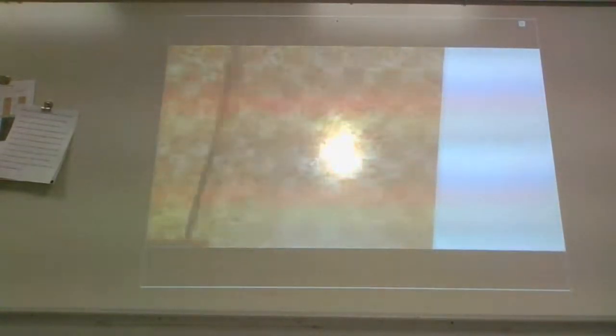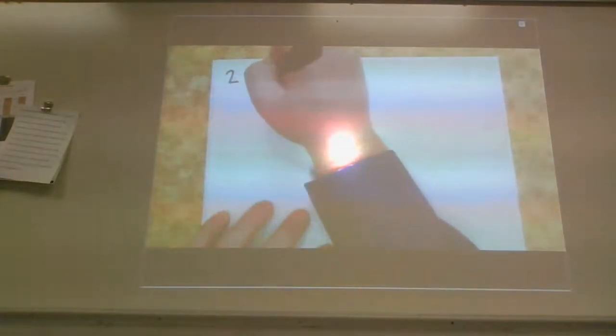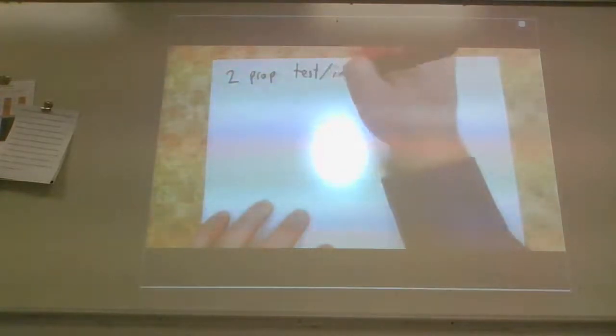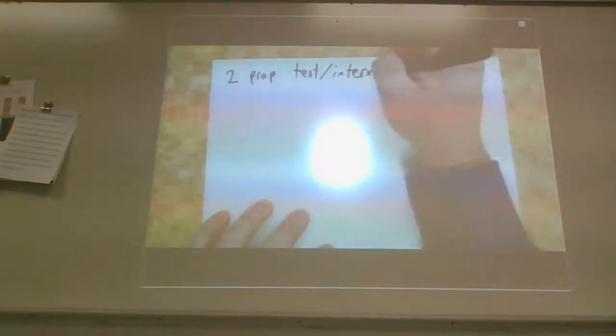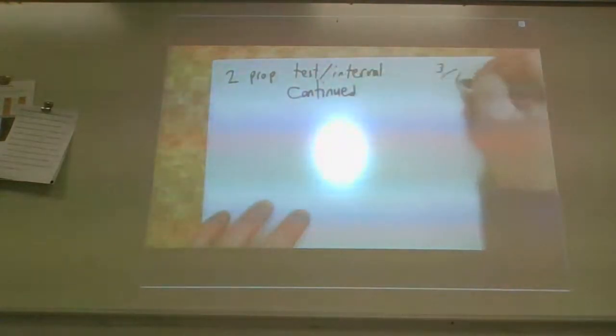Now, like I said, I just want to revisit the problem that we did on Monday, simply because there is a bit more to discuss than what we originally did. So this is 2 prop test interval, continued. And today is the 10th.